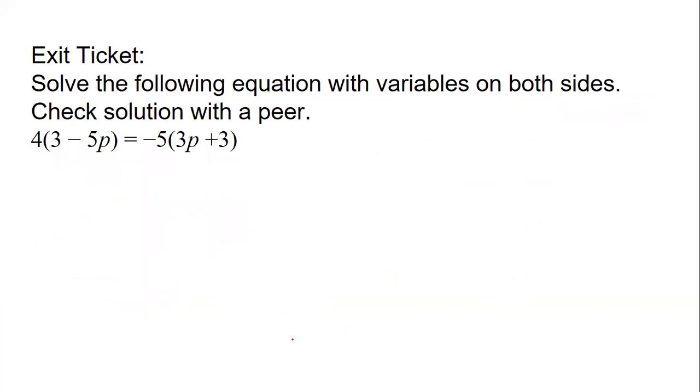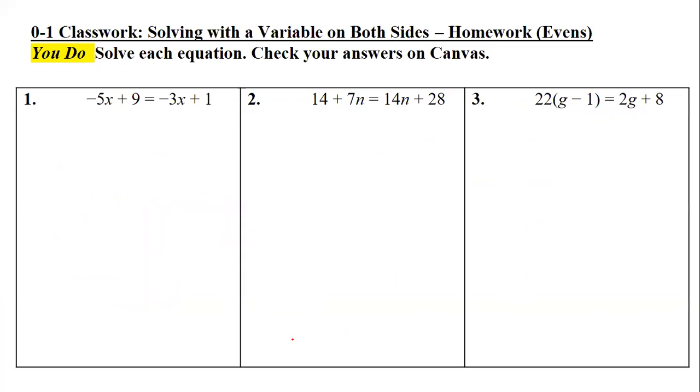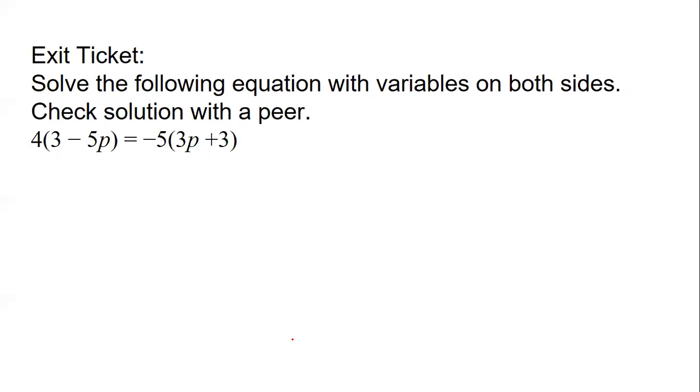Okay. So you have your classwork. On your classwork, the odds are additional practice. Your evens are your homework, okay? So the evens are your homework. This is your first homework assignment. That's 5 problems, guys. You'll survive. It's 5 problems. All right, but work on the classwork and the exit ticket, which is at the bottom of your notes.